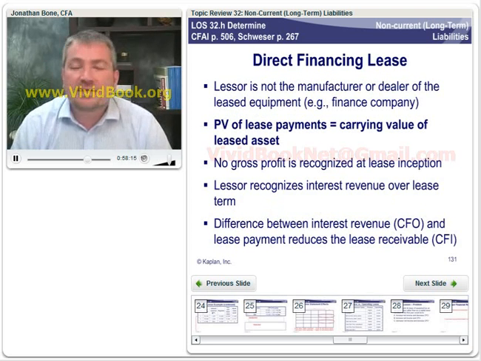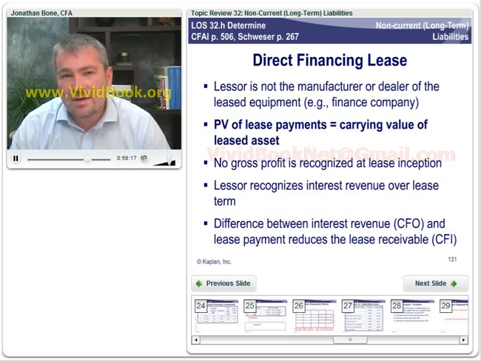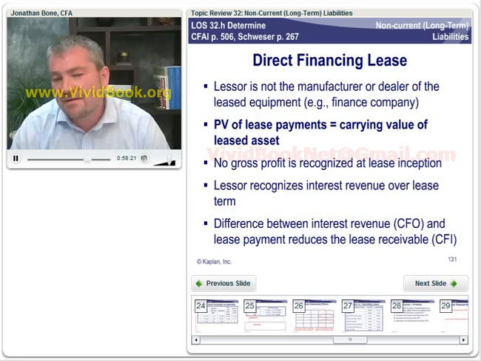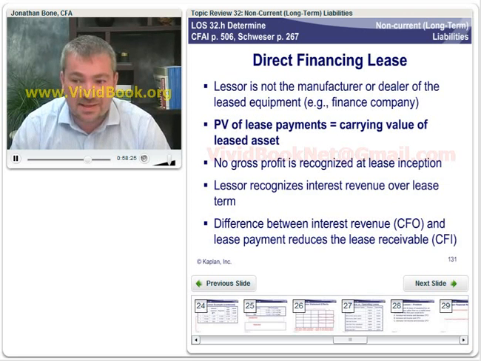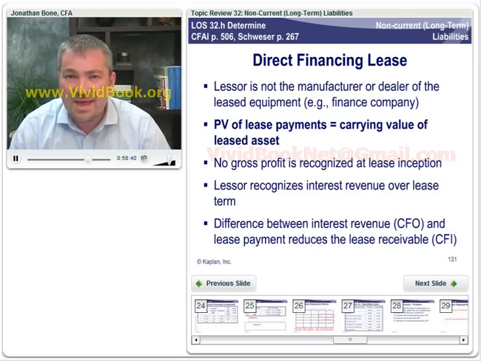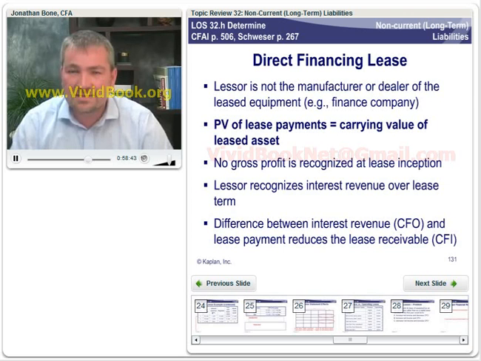Now let's look at a direct financing lease. Here, the lessor is not the manufacturer or dealer of leased equipment. In other words, they're a finance company. What's happening is the lessee is approaching this company and saying, I need this asset within my business. The direct financing company goes out and buys the asset on their behalf and leases it to them. The key point is their motivation, the lessor's motivation here, is purely as a financing company. They're not a manufacturer or dealer of this equipment.